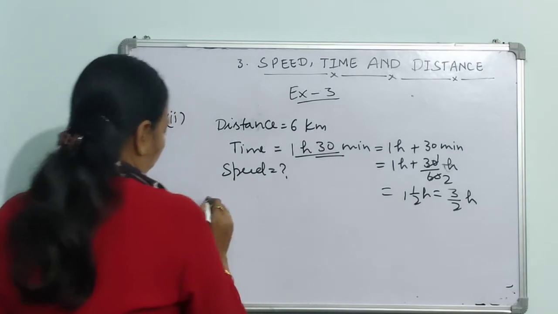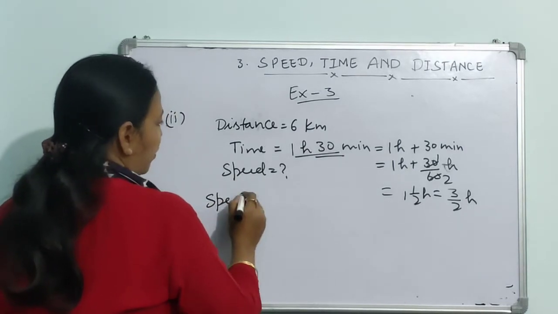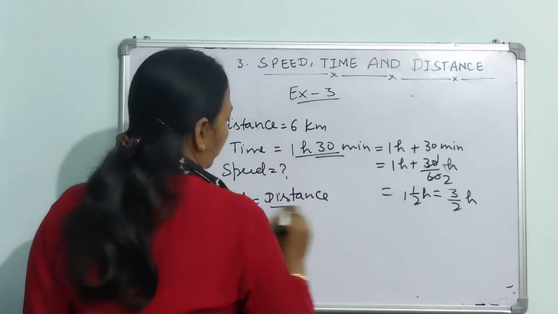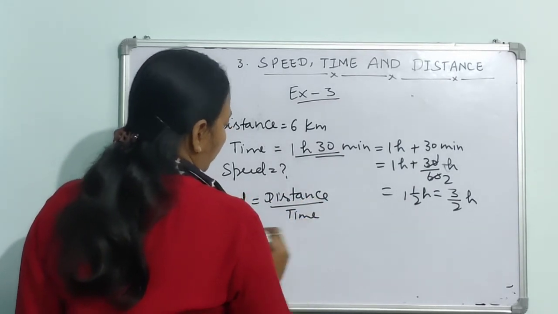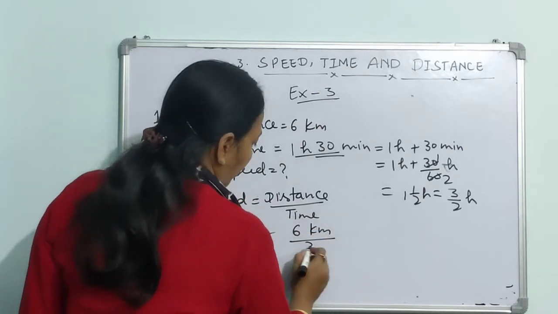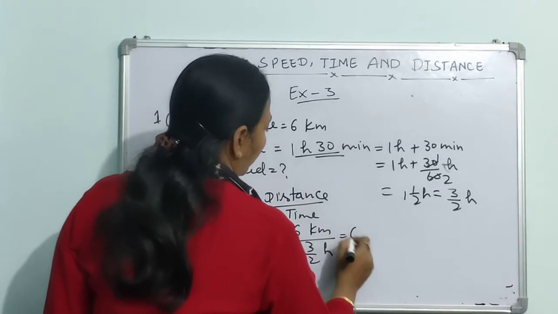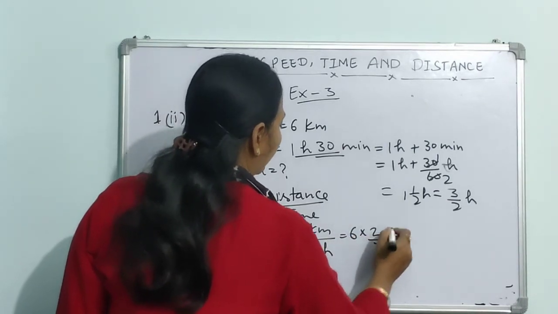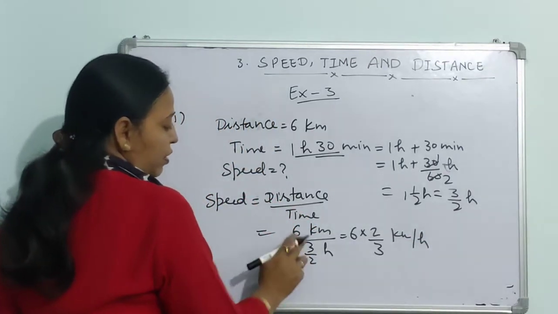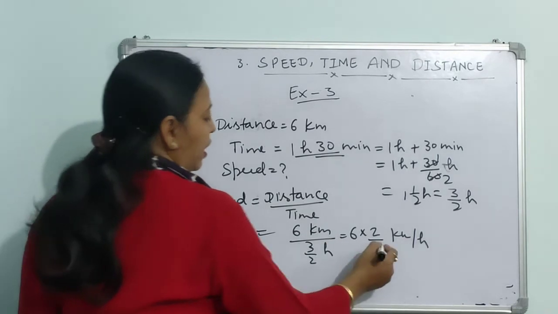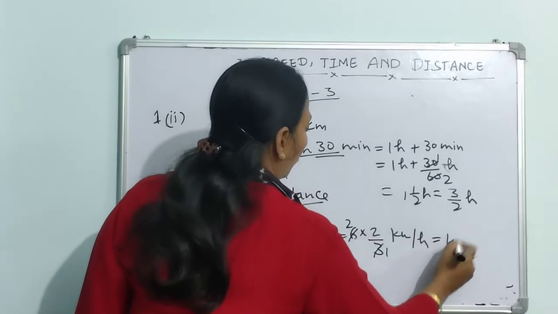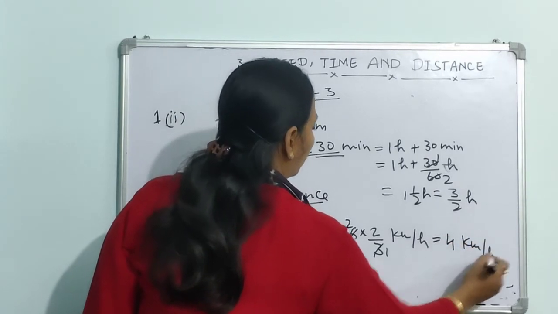Now you can write the formula as we have done in the previous question. Speed is equal to distance upon time. Distance is 6 kilometer. Time is 3 by 2 hours. So you can write 6 into 2 by 3 kilometer per hour. You will multiply with the reciprocal since it is in division. 3 ones are 3, 3 twos are 6, 2 twos are 4. So 4 kilometer per hour. This is your answer.